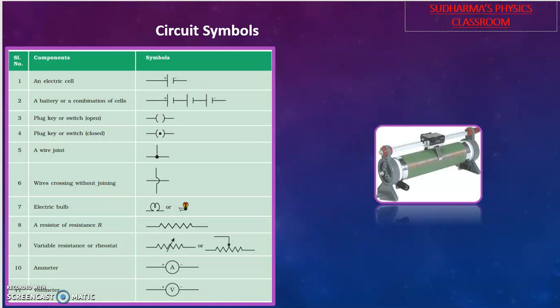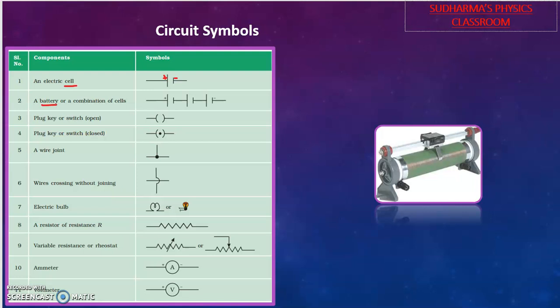A cell is represented by the positive and negative terminals. The longer line represents the positive terminal and the smaller one represents the negative terminal. And a battery is a combination of cells. Understand, a cell is a single unit and a battery means a combination of 2 or more cells connected in this way, right? So this gives the symbol for a battery. You have to understand the major difference between a cell and a battery.